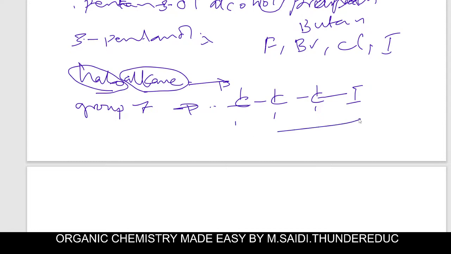It becomes haloalkane. So when you are writing this, you start with the fluorine. Therefore, it's going to become fluoro. Bromine is going to become bromo. Chlorine is going to become chloro. Iodine is going to become iodo. Iodo, chloro, bromo, fluoro.